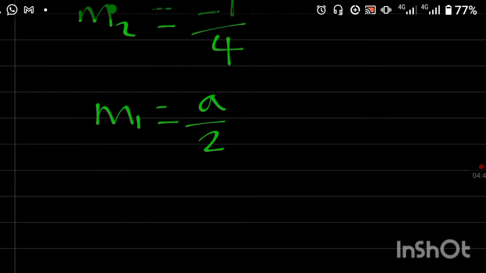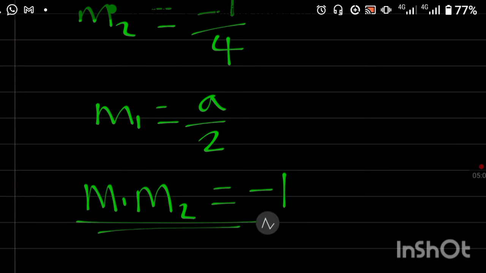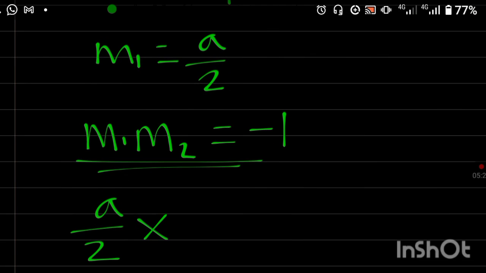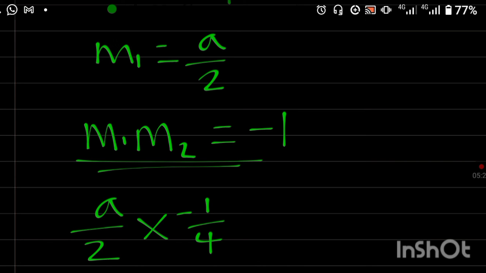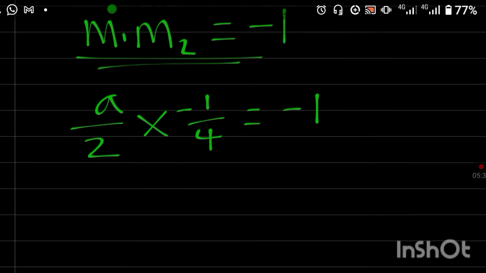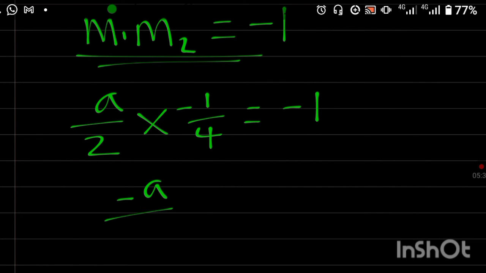Now the question says the two lines are perpendicular. We should find the value of a. You have to know the relationship between two lines that are perpendicular. When two lines are perpendicular, the product of their slopes, m1, m2, must be equal to minus 1. Or the slope of one is actually the negative inverse of the slope of the second line, which is still the same thing as what we have here. So m1 is a over 2 times m2 minus 1 over 4, which is equal to negative 1. I have minus a over 8 is equal to negative 1.